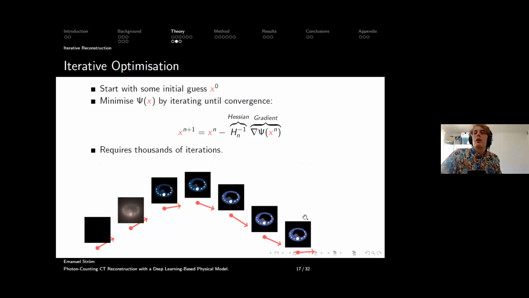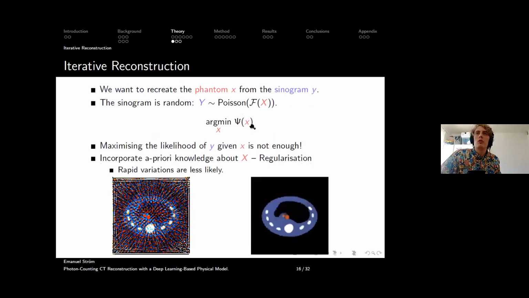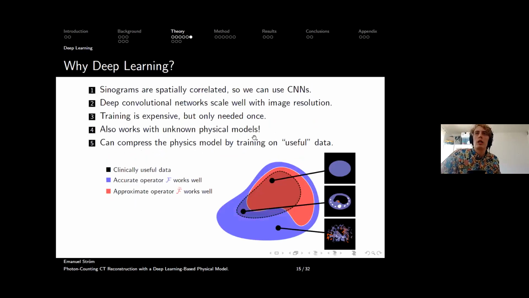This is going to require essentially thousands of iterations, and in each of these steps, you have to compute the forward operator. So if we look back at the target function that we want to minimize, it contains the data fidelity term, which contains the forward operator. So we're going to have to evaluate this forward operator thousands of times, which makes it very expensive.